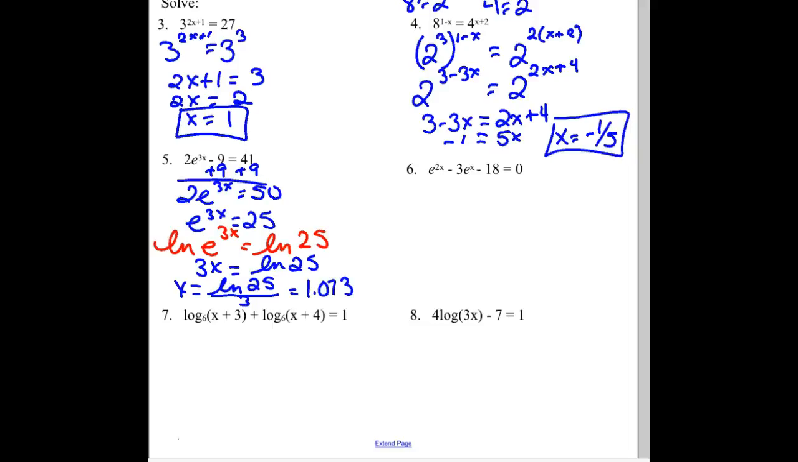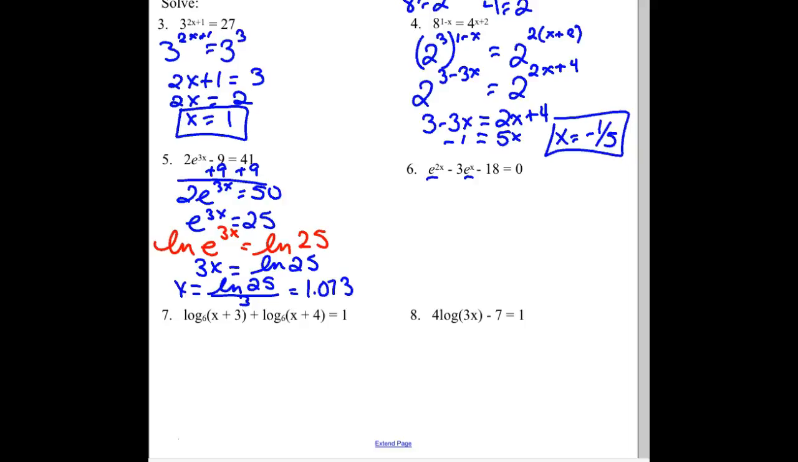Question 6 has a quadratic type expression here. We have e to the 2x minus 3e to the x minus 18. What we're looking for is that our middle term and our first term are related. The first term has twice the power of the middle term. In other words, it's e to the x squared versus just e to the x.